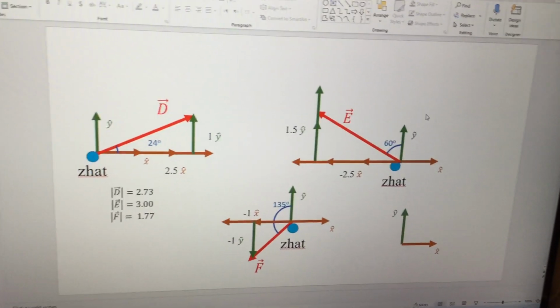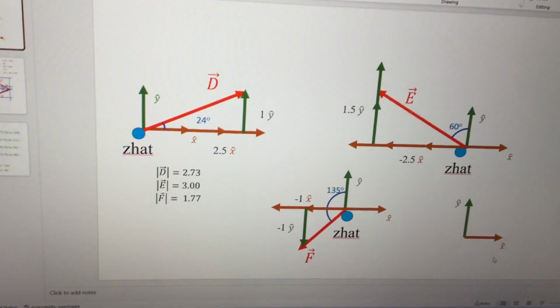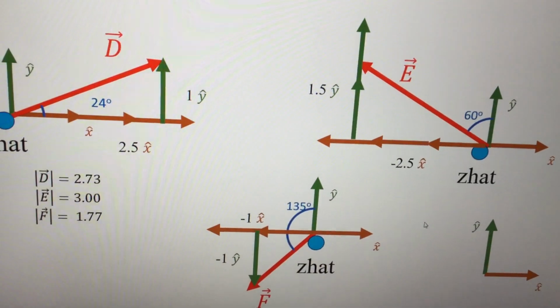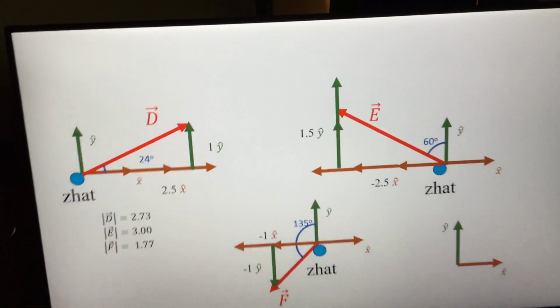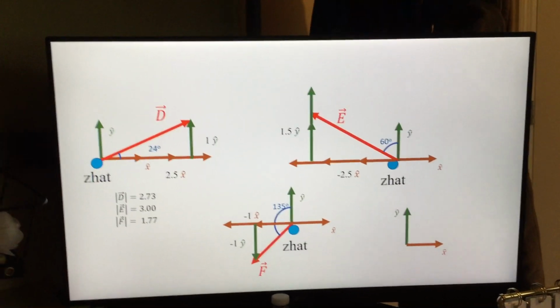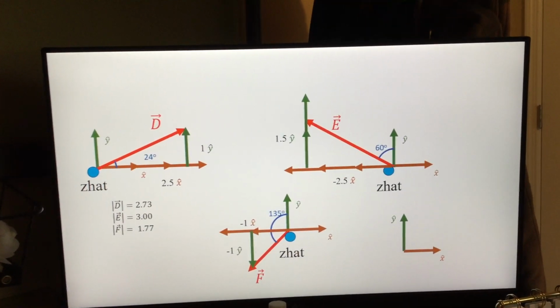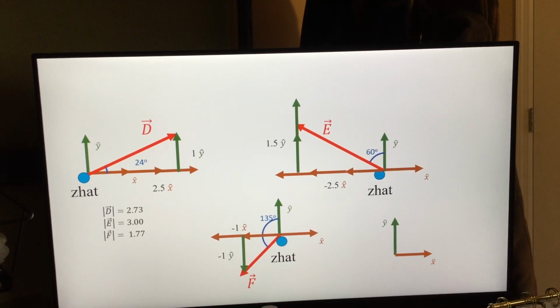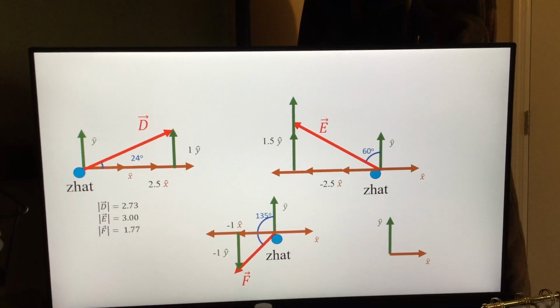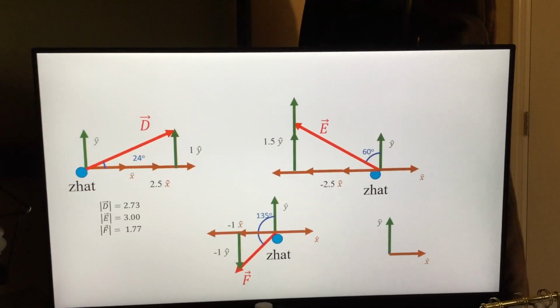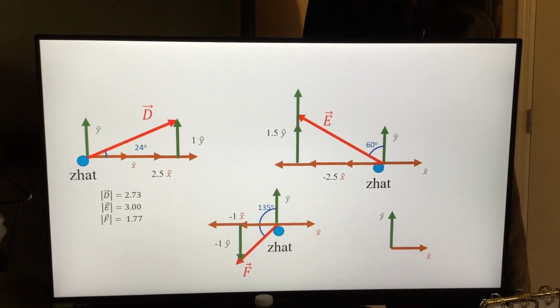Hello, hello. Today we have a problem that has been given to us, which is about vectors for this equation. We get a vector E, vector D, vector F, and they give us the angle of vector D with the x hat, which is 24. And you can see we have a z hat. The z hat is not shown, so that means z hat is 0, which is that circle over there.